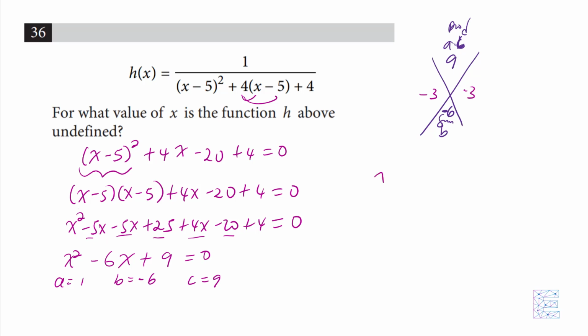Which means our factors are (x minus 3)(x minus 3) equals 0. Since they're exactly the same, we'll just solve for one of them because the answer is going to be the same, and x will end up being 3. So write in 3, shade it in, and move on to the next question.